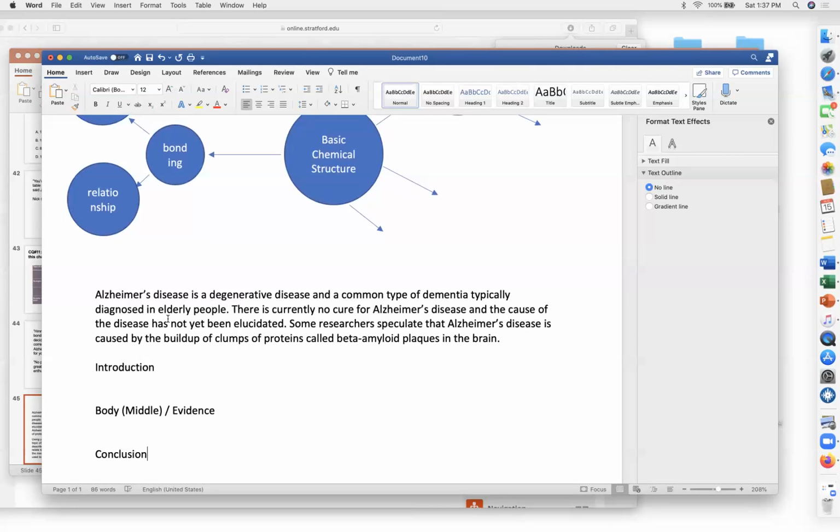Right off the bat, I'm like, what is Alzheimer's? I don't know what it is. All I know is people get messed up by it. And what is dementia? I don't know. And there's no cure. Speculation means we're not quite sure if this actually causes the disease, but it's a pretty good idea.